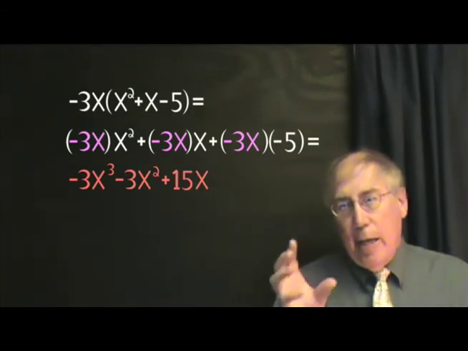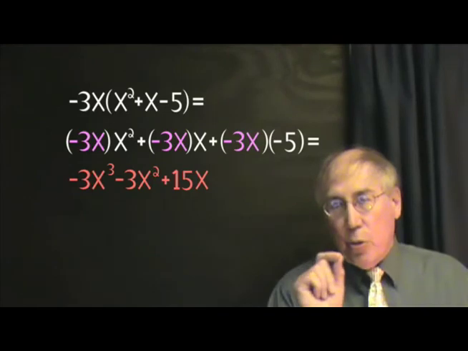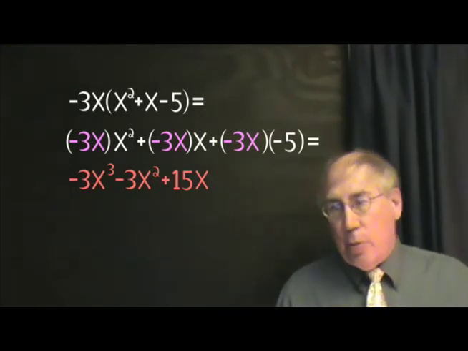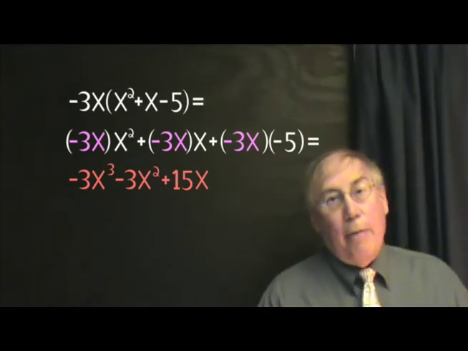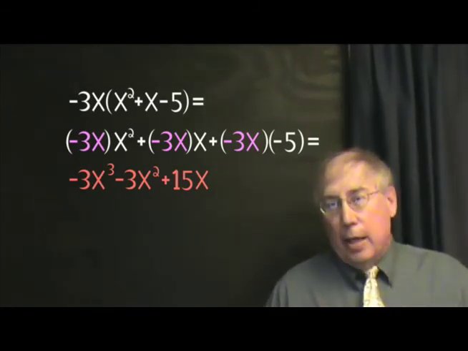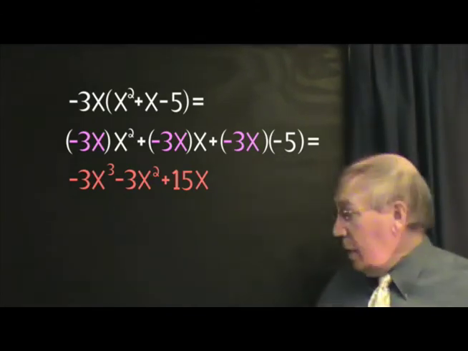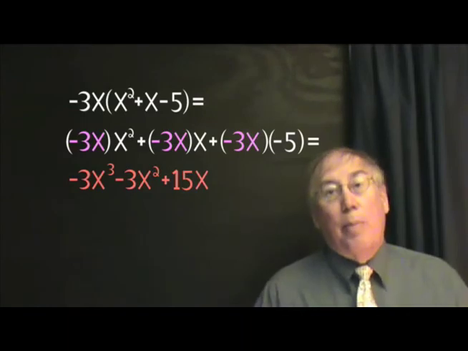And then we have a negative 3x times x. So an x times x will give you x squared. So we'll get a negative 3x squared there. And then a negative 3 times a negative 5 is a plus 15. And then times the x. So in the end we get negative 3x cubed minus 3x squared plus 15x.